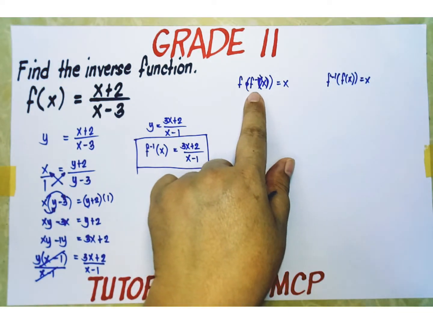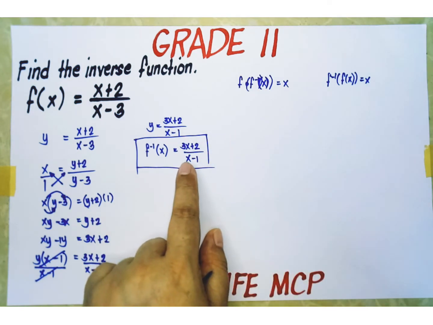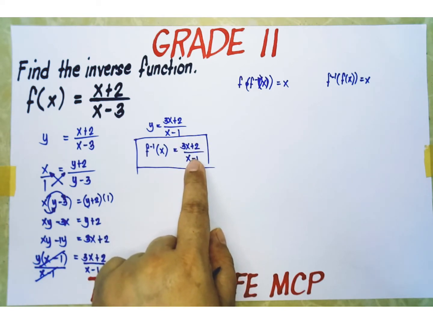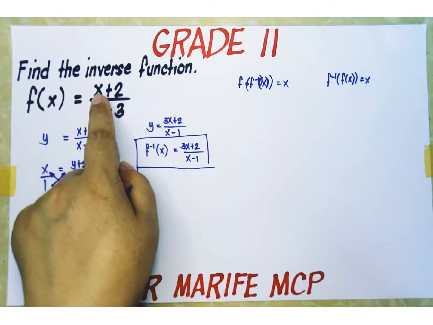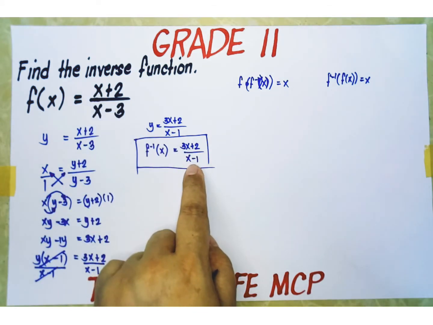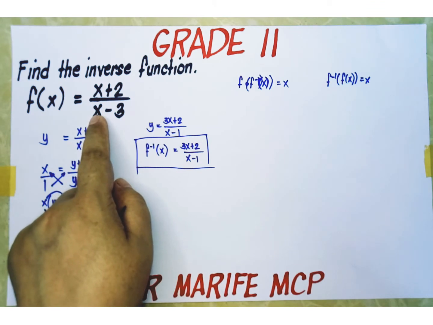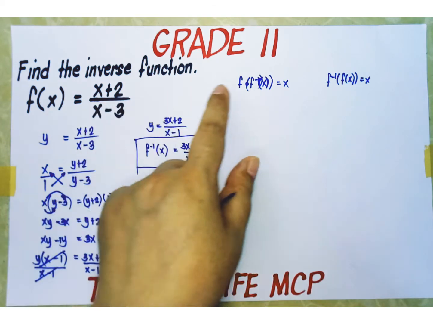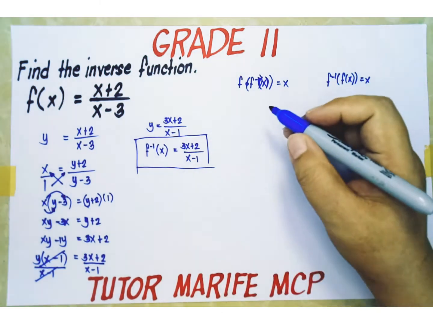Okay, this notation means that you're going to plug (3x plus 2) over (x minus 1) in f of x. So this x will be replaced by (3x plus 2) over (x minus 1), and also this x in the denominator. And then we try to simplify, and we should arrive at the end result x. Okay, so let's do it.